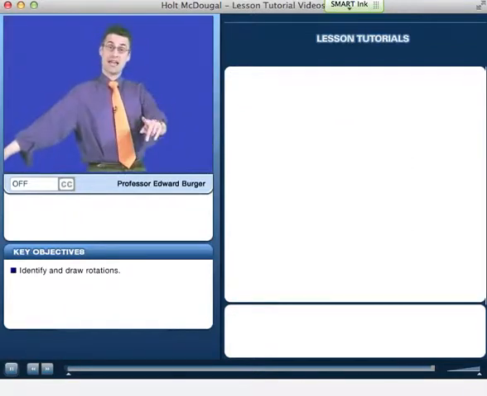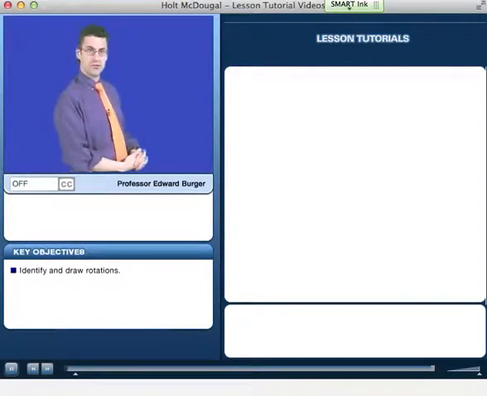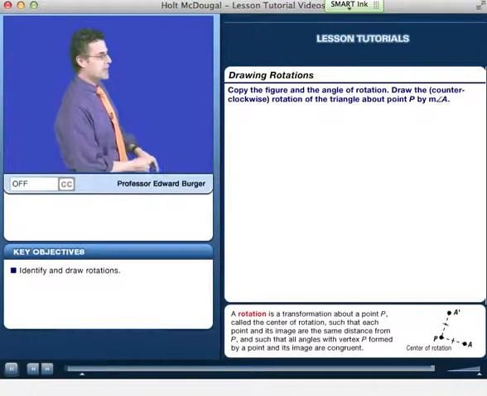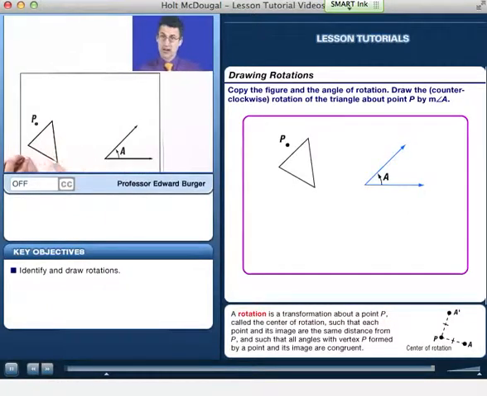Hey, let's take a look at an application where you can actually see the need to do a rotation. What I want us to do is copy the figure and the angle of rotation, and then draw the rotation of the triangle about point P by an angle of measure A counterclockwise. So here's the scenario. We've got this triangle, we've got a point P, and we're given this angle.